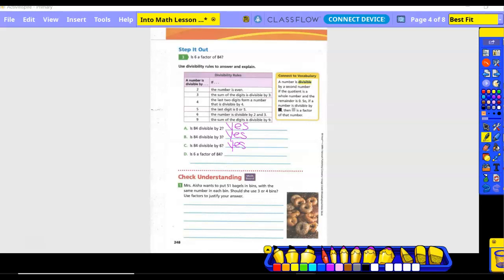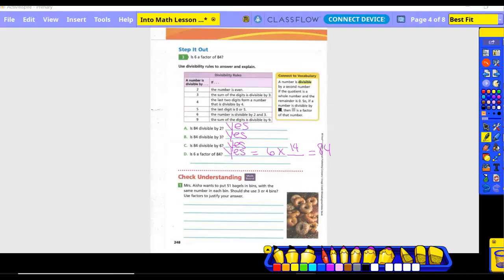No. You can't take 6 times something to get 84. Okay, so yes, because 6 times what equals 84? What do you guys think? 14. Because you would mentally say 6 can go into 8 one time, right? 8 minus 6 is 2. Bring down the 4. 6 can go into 24 4 times, and then you have nothing left over.